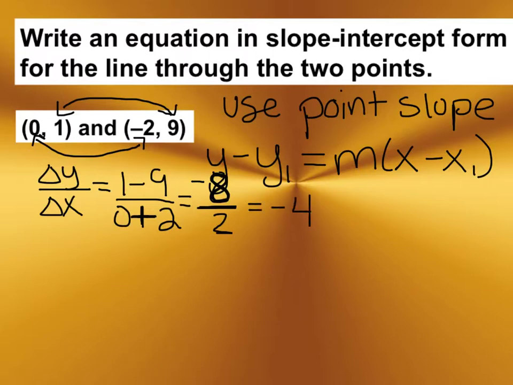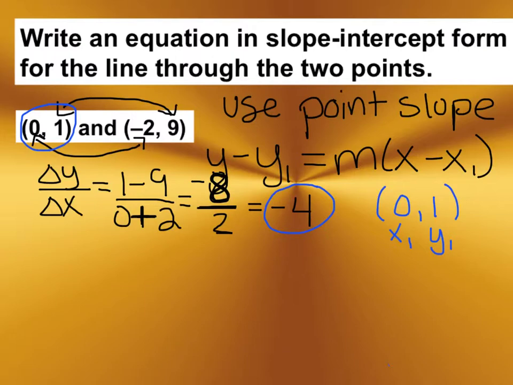Now that I have a slope, I can choose any point I want. I can use the point (0,1) or the point (-2,9). I'm going to go ahead and use the point (0,1). It has a 0 in there. It always makes things a little bit easier when there's a 0. I'm going to plug that information now into my point slope. So the point (0,1) represents x1 and y1. So let's go ahead and begin plugging those into point slope.